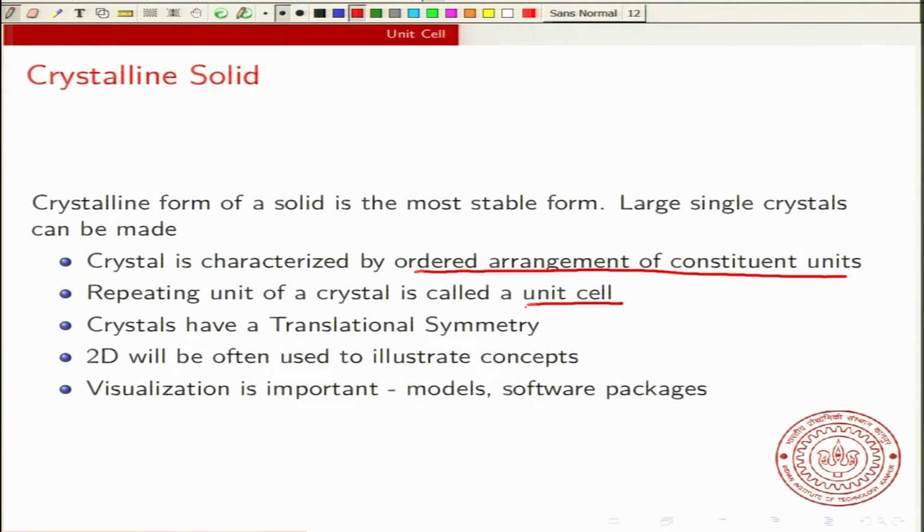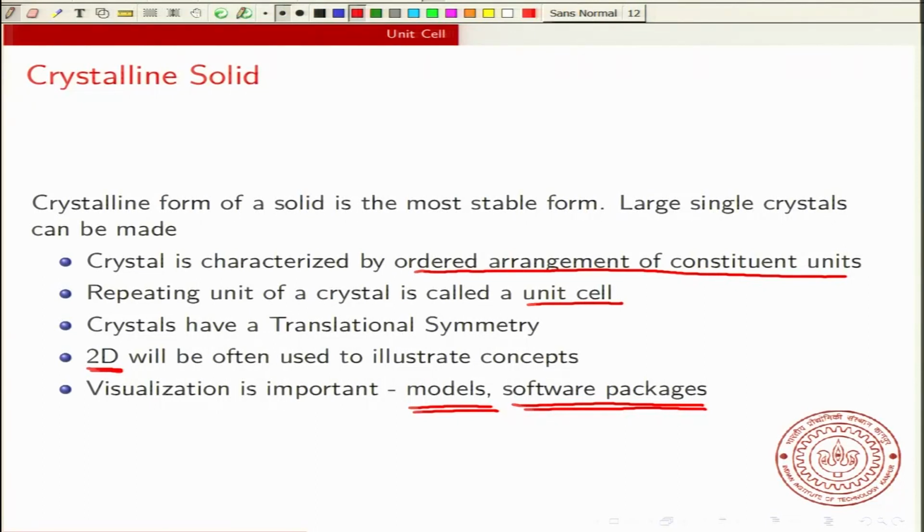In this topic, we will often need visual representations, and sometimes we will be using two-dimensional representations to illustrate concepts just because they are easier to draw. But you should not stop at what is done in the course. You should also look up various visualization tools. You can construct 3D models using fairly simple objects, like ball and stick models, but there are also very nice software packages that will help you visualize some of these structures.